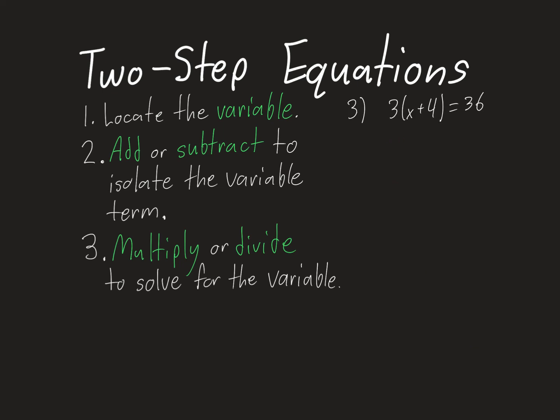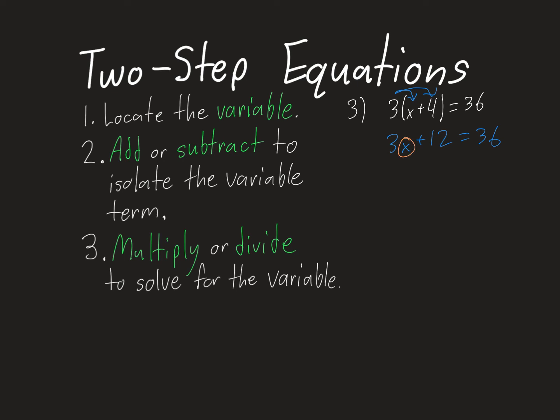There is one special case we must look out for, and that's when we have parentheses in our problem. In this case, we will need to distribute the outside number to each term inside of parentheses first. 3 times x is 3x, 3 times 4 is 12, and we leave the 36 alone. Now we can solve the two-step equation just like we did before.